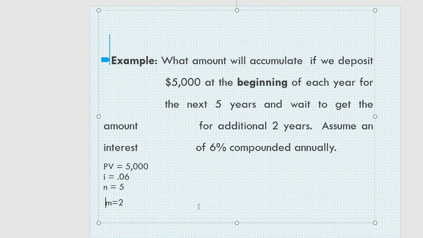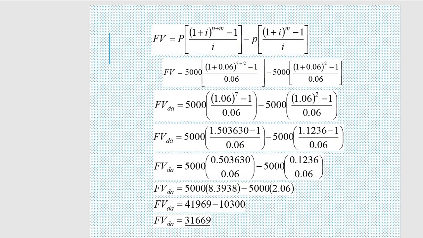Okay, what is the amount accumulated? What is the future value of such a stream of payments? Now, that is how we work it out. Simple as that. So you are following. You guys are bright. That's how we calculate the future value of that annuity due. Okay, so our answer there would be 31,669. That's the future value of that annuity.